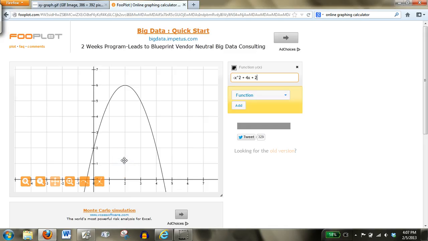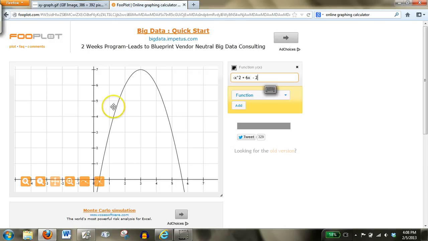Now if I were to change this graph to maybe, let's try this, negative x squared plus 6x minus 2, my parabola moves. Now it's still downward facing because a is a negative, but now look where my line of symmetry is. Hopefully you're noticing it's right here at x equals 3.